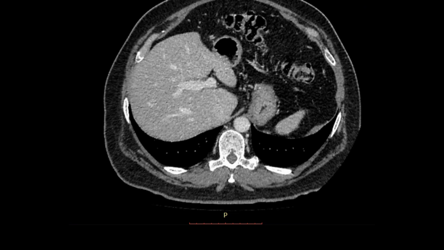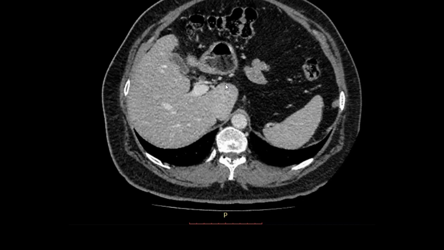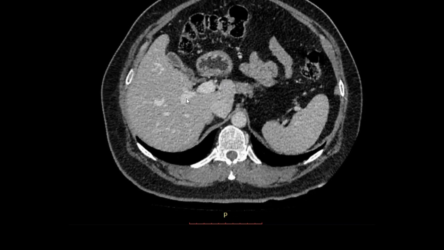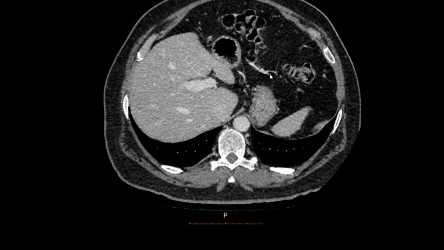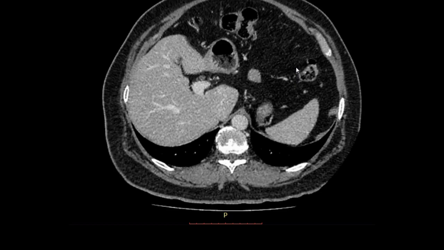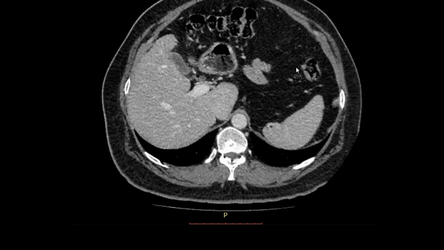So the portal vein divides the liver into superior and inferior segments. This is the portal vein. Where the portal vein divides, you can see here, this is the right posterior portal vein and the right anterior portal vein. Between them is the portal plane, and the inferior segments start below this division. So now these are the inferior segments.